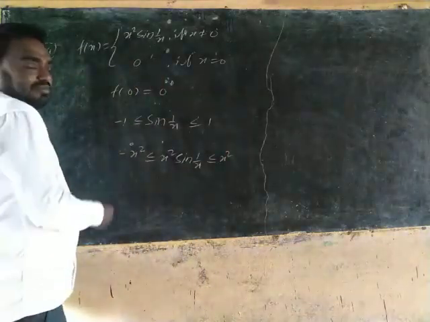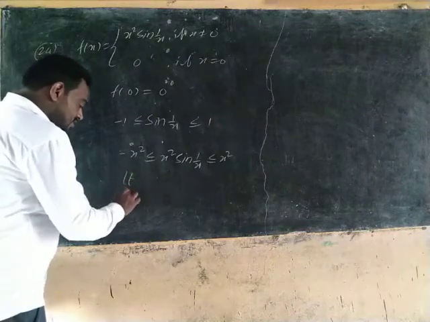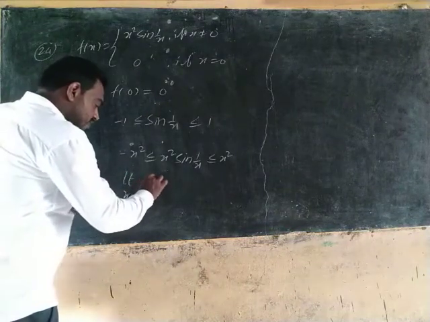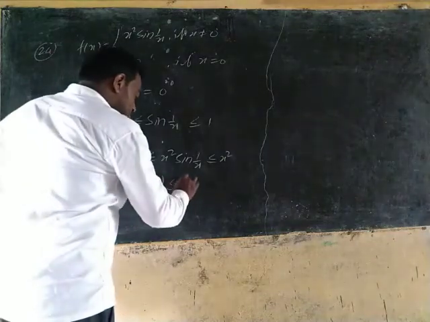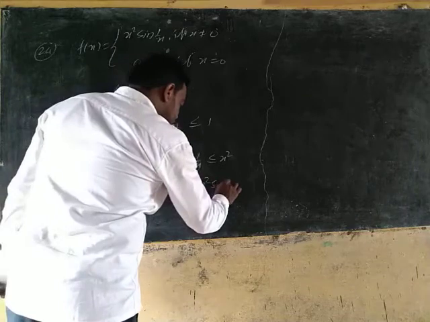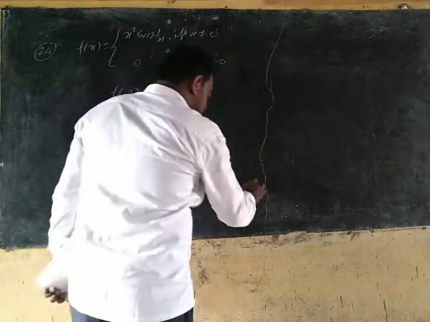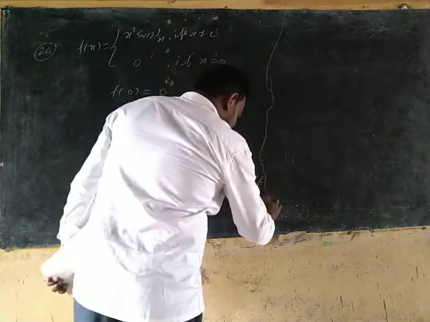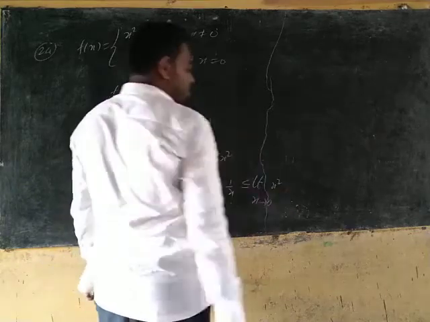Now you apply the limit. Limit x tends to 0 of minus x square is less than or equal to limit x tends to 0 of x square into sine of 1 by x, which is less than or equal to limit x tends to 0 of x square.